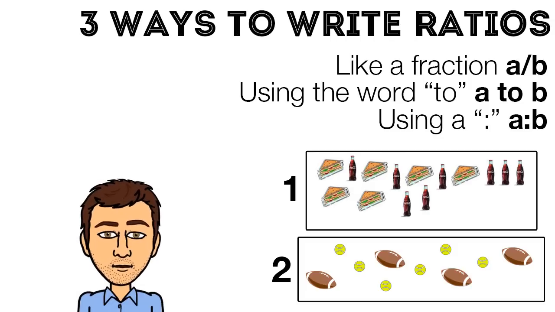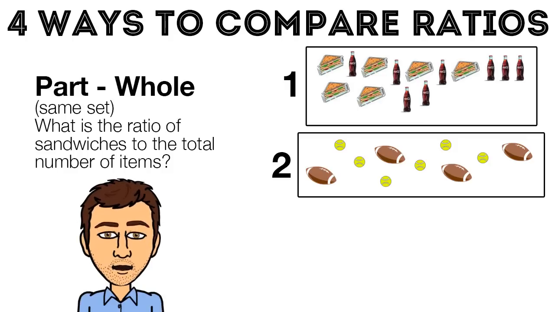We're going to describe 3 ways to write ratios. The first one is we can write a ratio like a fraction, so we can have quantity A over quantity B. The second way we can write the ratio is using the word to, so we can put quantity A to quantity B. The third way we can write ratios is using a colon, so we have quantity A colon quantity B.